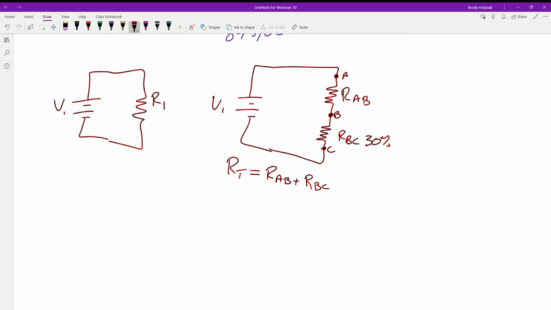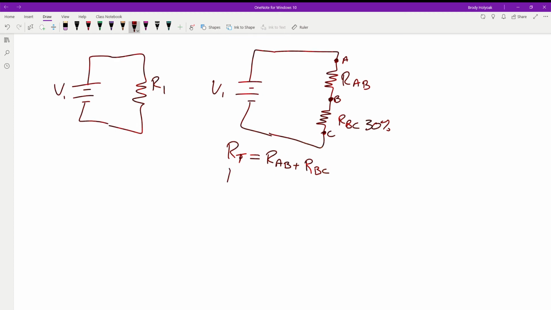When they're in series, and what does series mean again? One current path, okay? We come into the component, there's only one direction. We go through the component, and when we come out, there's only one direction. We go into the next one, come out, there's only one path. So remember, a series circuit is one single current path. Our resistance total is going to be everything in series added together. Make sense?